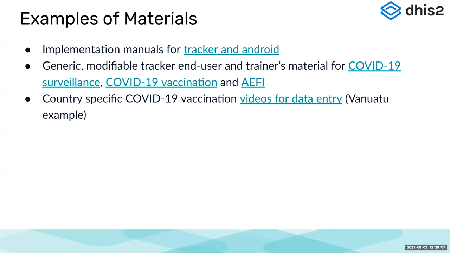All right, so I've just linked a couple examples of materials that can be used for reference. We have the implementation manuals on the documentation site for both Tracker and Android available. I've also linked some generic modifiable end user material, for both the end user and trainer's guides, for COVID-19 surveillance, vaccination, and adverse events following immunization, and also some specific videos that we made for Vanuatu for their rollout. So you can get a sense of what's provided at various levels: global scales, regional scales, and then national scales as well. You can have a look at those whenever you get a moment if you think they're useful.